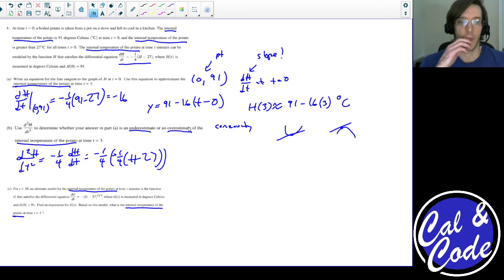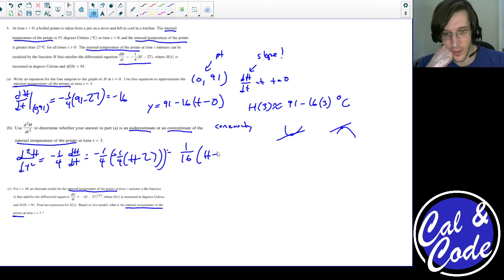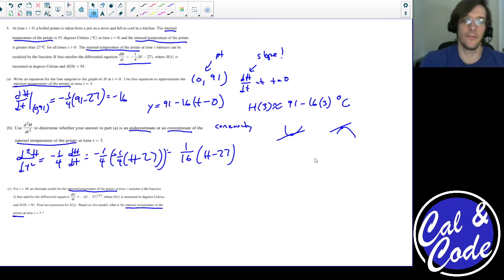Okay, so that would be equal to 1/16 (h minus 27). Well, 1/16 is always positive. What about h minus 27? Well, it's positive as long as h is greater than 27. It's negative if h is less than 27.